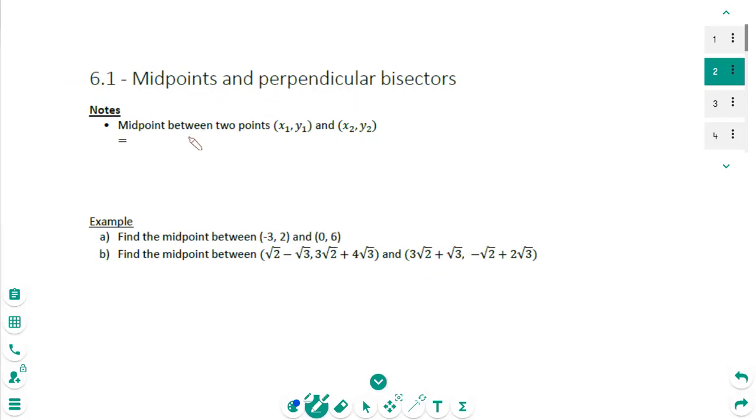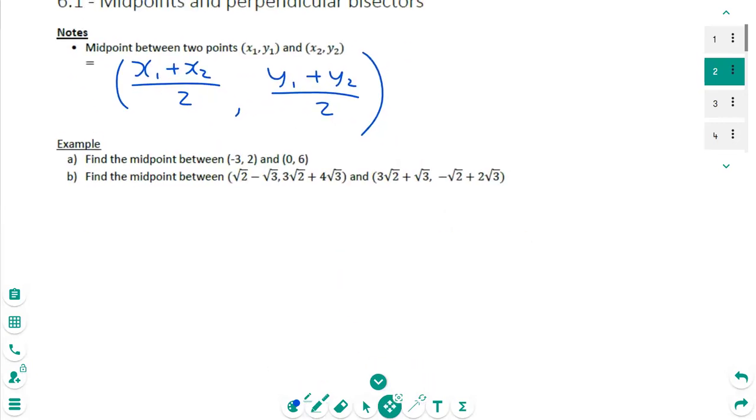6.1, midpoints and perpendicular bisector. To work with the midpoint, we add them up and halve it. So we add up the x coordinates, x1 plus x2, halve it, and then y1 plus y2, halve it. But what is the big bracket outside? Well, it's the coordinates. To find a midpoint, you add the x coordinates, halve it, add the y coordinates, halve it. If you want to have a go at an example, be my guest. Otherwise, I would just go for it now.